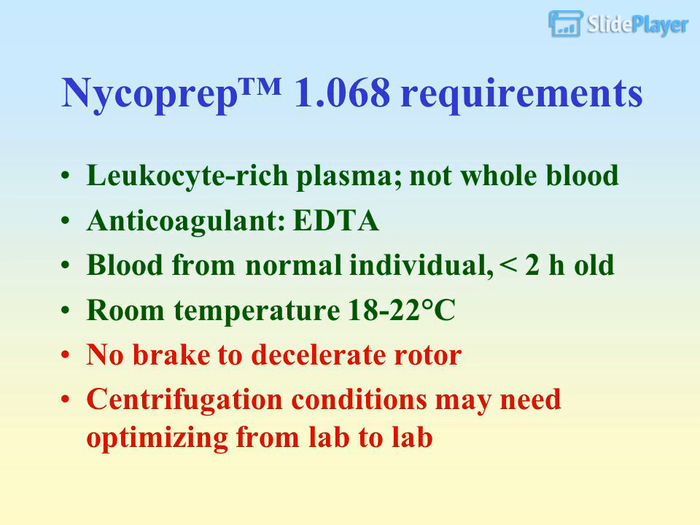Anticoagulant, EDTA. Blood from normal individual, less than 2 hours old. Room temperature 18 to 22 degrees Celsius. No brake to decelerate rotor. Centrifugation conditions may need optimizing from lab to lab. If the centrifugation conditions are strictly adhered to, the method is very effective and the purity of the monocytes is approximately 90%. Ideally, a slow acceleration program should be used if available.